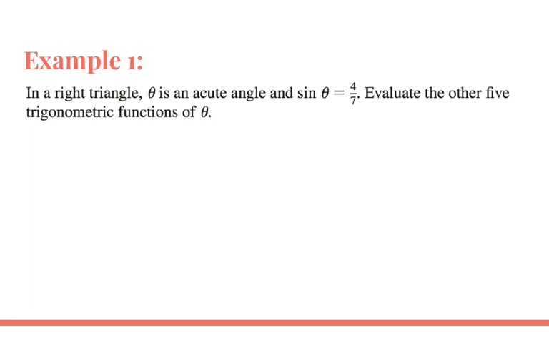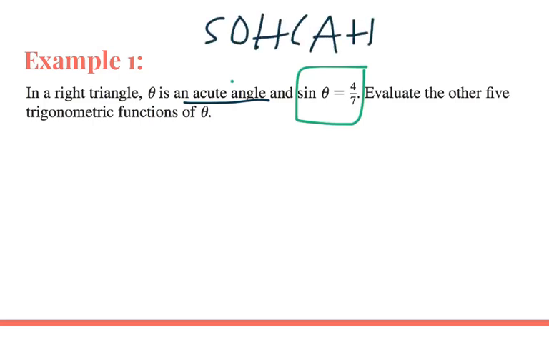These problems look a little bit different because we don't have a picture with labeled sides. What we do have is something like this. We know that the sine of theta, some acute angle in our triangle, is 4/7. Remember, let me write out SOHCAHTOA: sine is opposite over hypotenuse. So this is telling me that from the angle, the opposite side is 4, and the hypotenuse is 7, straight from our definition of sine.